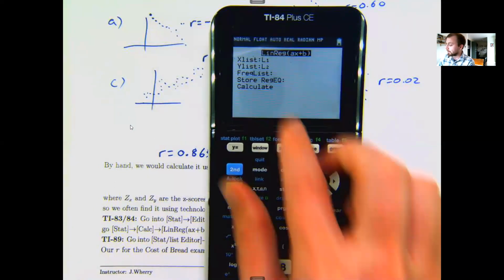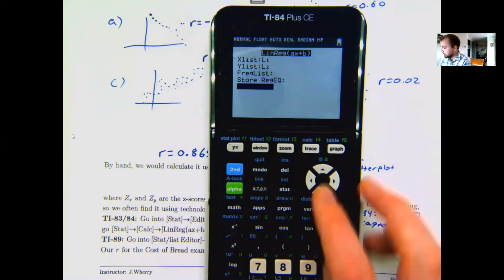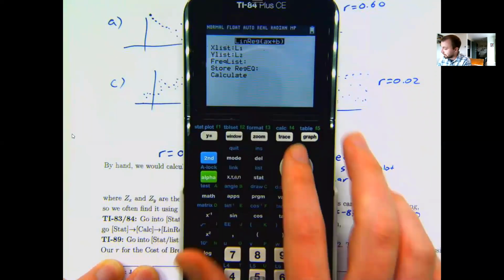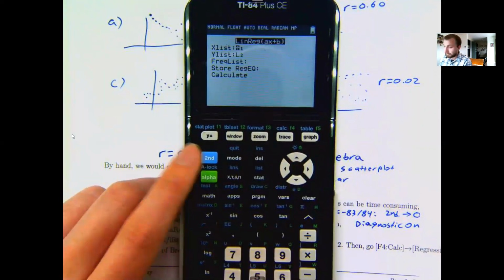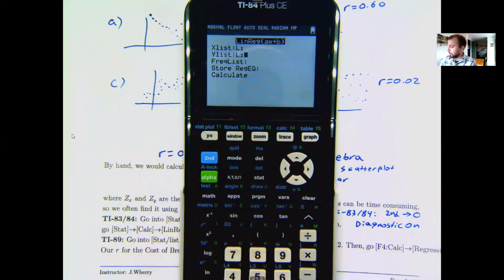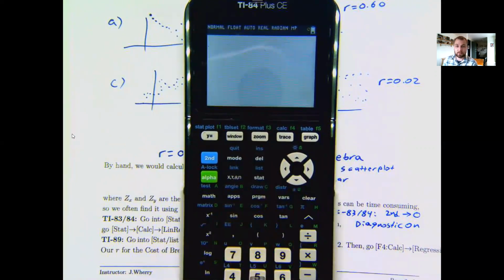It will assume your x values are in list 1 and your y values are in list 2. If you're on an 84, make sure it says L1 and L2 here. Your L's are in blue, so if need be, you could hit second 1 to have list 1 show up, and second 2 to have list 2 show up. I'm leaving everything else blank though. I'm going to calculate.